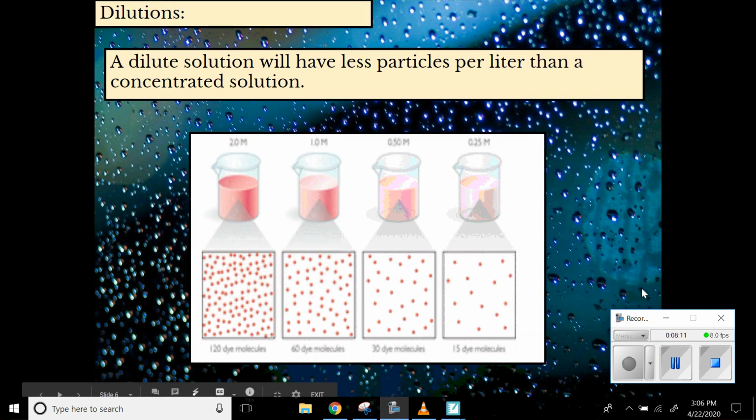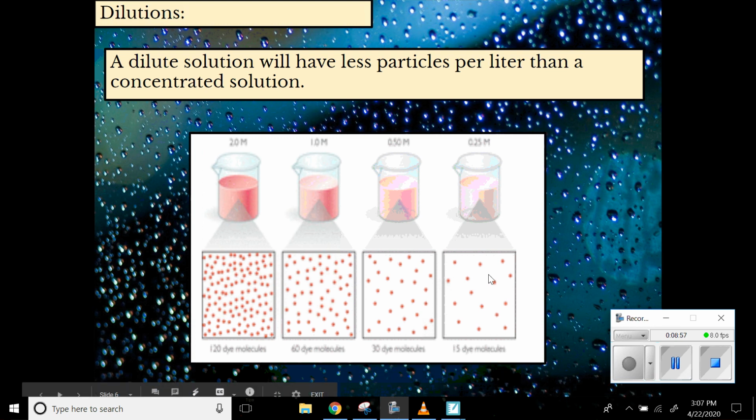Let's talk now about dilutions. A dilute solution will have fewer particles per liter than a concentrated solution. So I've got an example of food coloring here, and this is 2 molar, 1 molar, 0.5 molar, and 0.25 molar. And what you notice here is that as the concentration is halved, the number of molecules in that particular sample is halved as well. So if the 2 molar solution had 120 dye molecules, the 1 molar solution will have 60, the half molar solution will have 30, and the 0.25 molar will have 15 dye molecules. And you can tell the difference by the change in color.